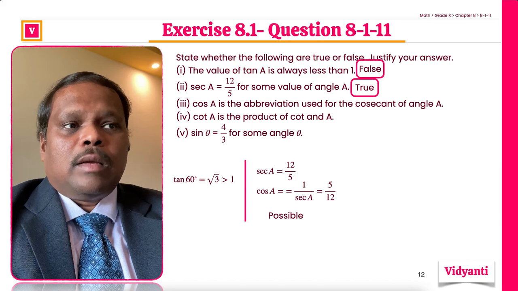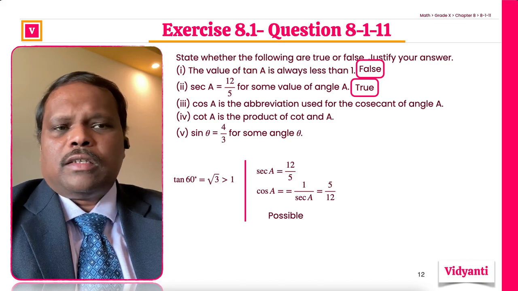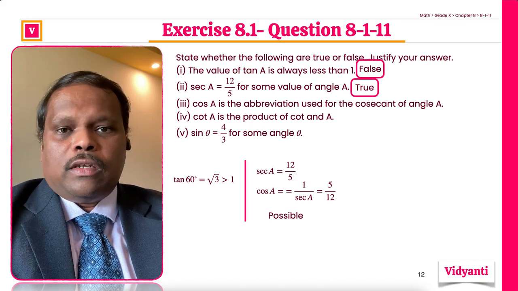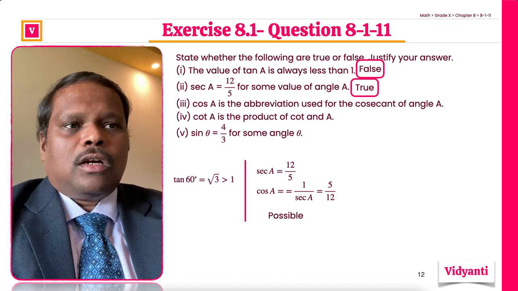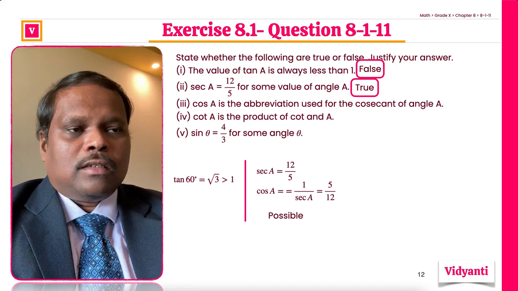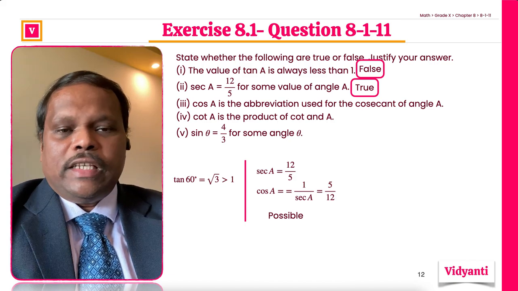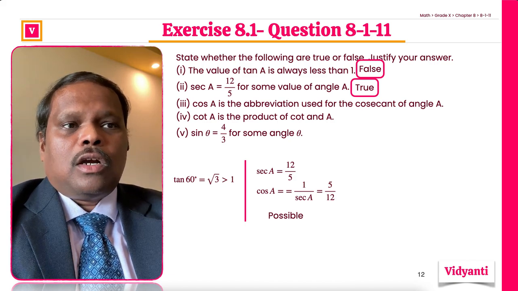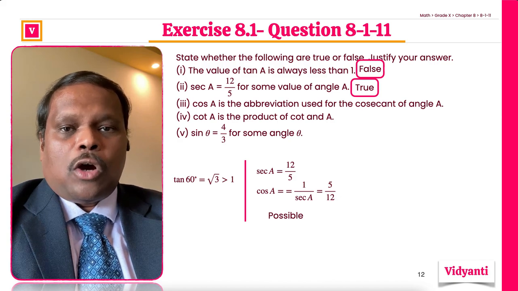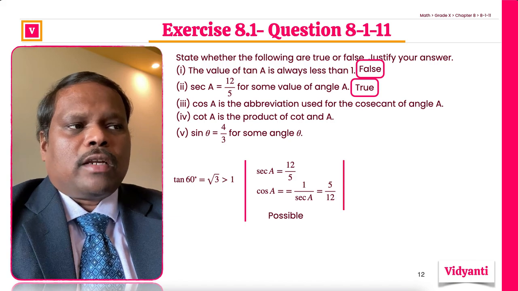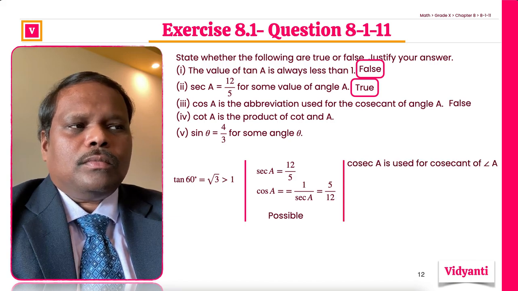Cosine A is the abbreviation used for cosecant. Well, this is not true. For cosecant, we use cosec. Cos is actually cosine, so there is no confusion. Cosecant is actually cosec, and cosine is actually cos. These are totally different ratios. So I'm going to mark this as false.